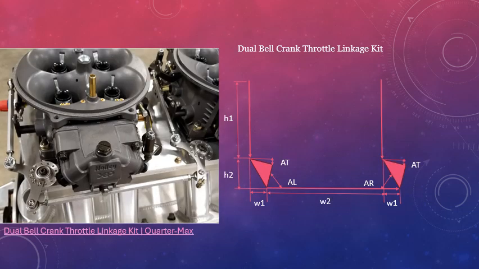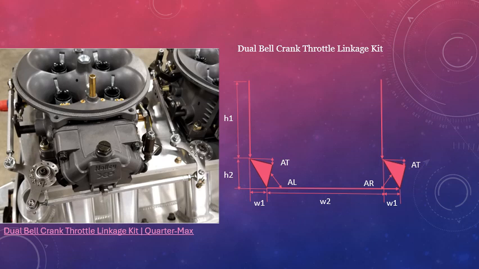Okay, now we are going to analyze a dual bell crank throttle linkage kit. In the picture shown, we have two 4-barrel carburetors. There are two throttle bars linked to each carburetor. There are two bell cranks, and there is one link connecting these two throttles. And as shown in the free body diagram on the right, we have those two shown, as well as the two bell cranks and the one link.